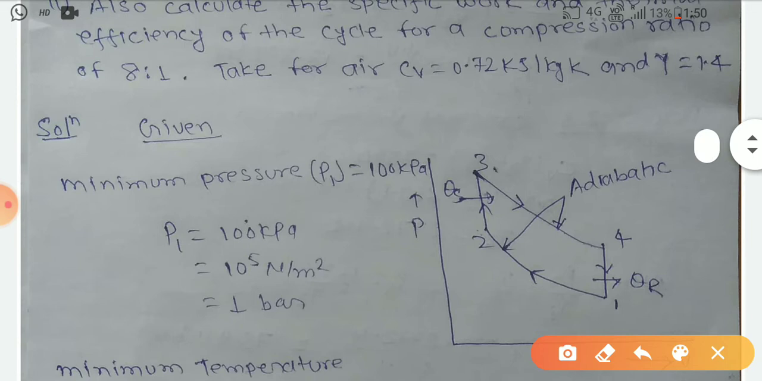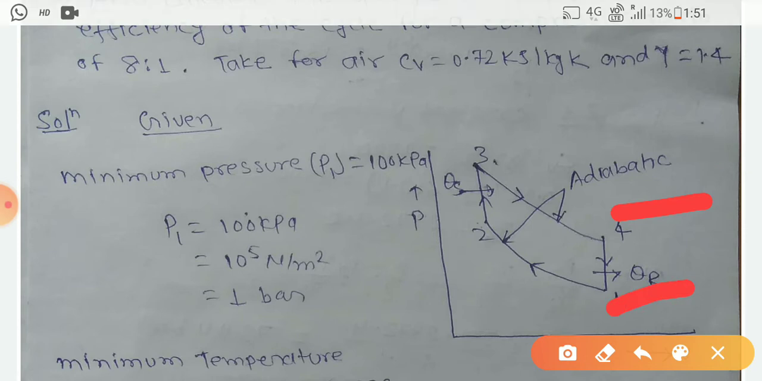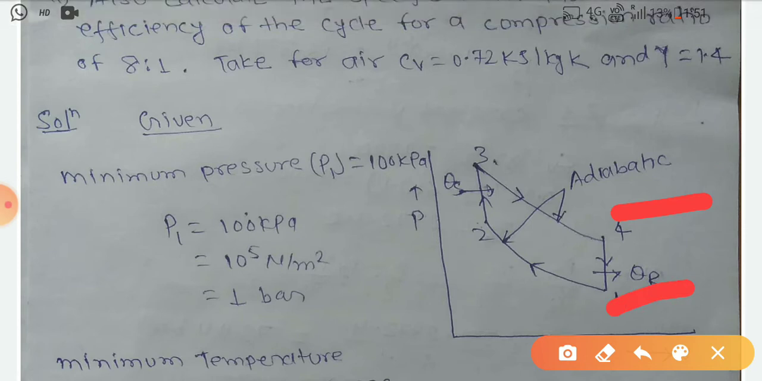Here 1 to 2 I consider a reversible adiabatic compression process, and 2 to 3 is a constant volume heat addition process, and 3 to 4 is a reversible adiabatic expansion process, and 4 to 1 is a constant volume heat rejection process.